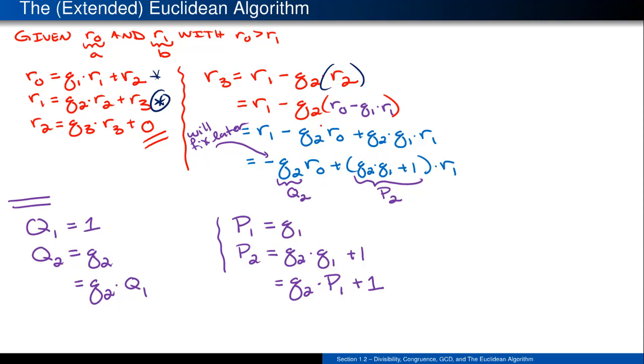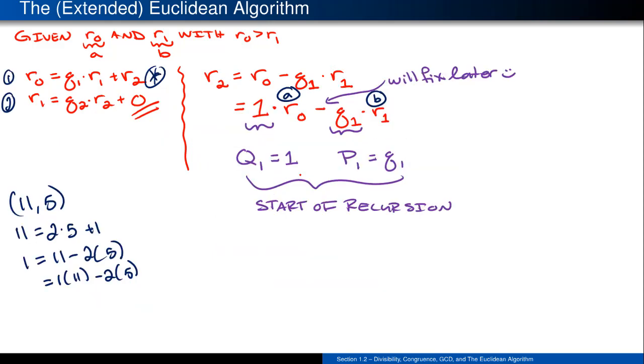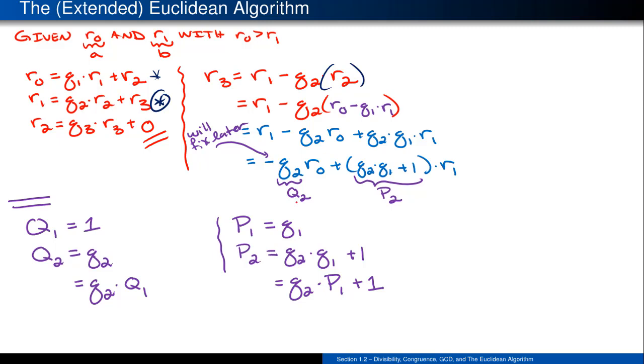I'm going to regroup things, so putting the R0 stuff out in front, and then I'm going to move all the R1 stuff to the back. What I want to think about is that this thing essentially required 2 of these divisions that did not generate a 0 remainder. So I want to think about the weight in front of this R0 as being like a Q2. If the previous stage was called a Q1, this is a Q2, and this should then be a P2.